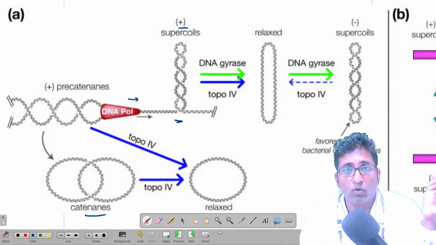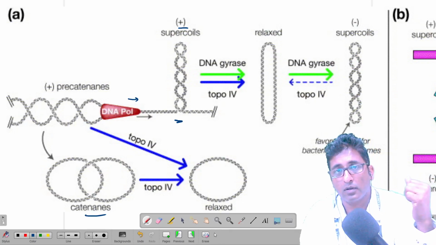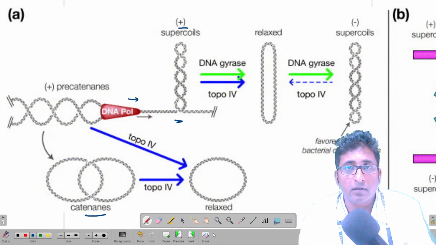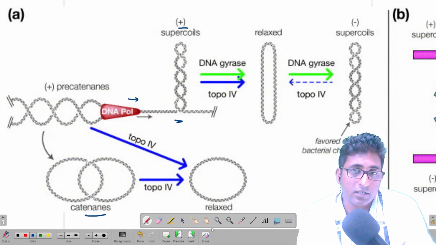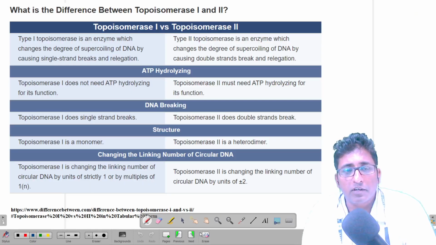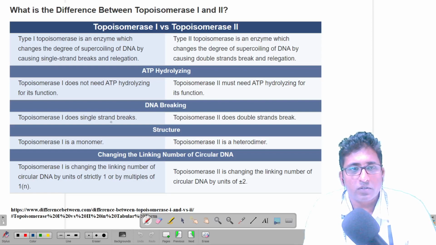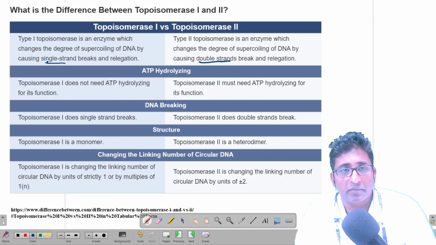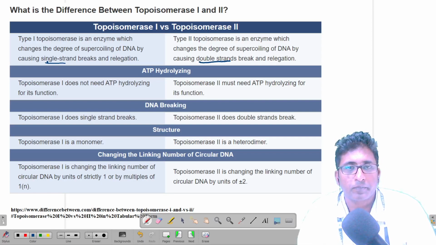Topoisomerases play important functions. They are essential for replication and many other aspects, such as transcription and even recombination as well. Let's quickly try to differentiate between topoisomerase 1 and topoisomerase 2. So topoisomerase 1 makes single-strand breaks, and topoisomerase 2 makes double-strand breaks. It's easy to remember that way.